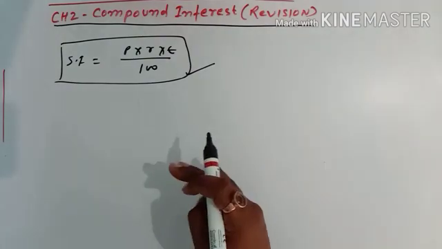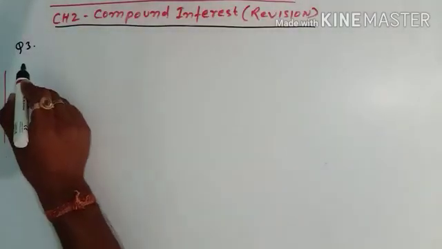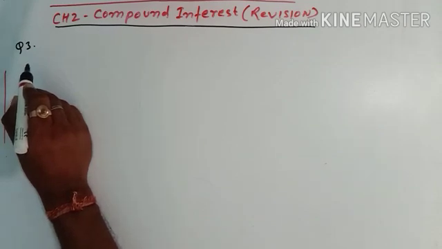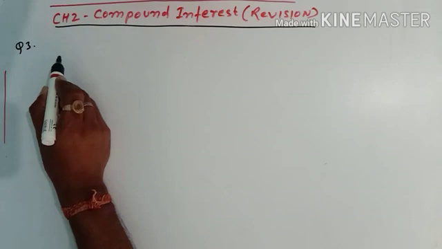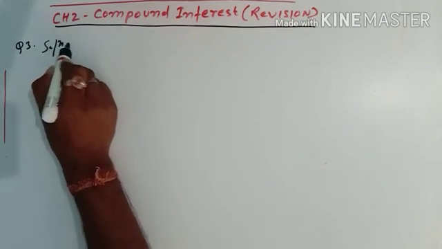So here I'm going to solve one question from this exercise. Now question number 3 of your book, exercise number 2.1. The question is: calculate the compound interest for the second year on rupees 8,000 invested for 3 years at 10% per annum. Just see the question number 3 in your book. So what are we given in this question? We are given 2-3 things.